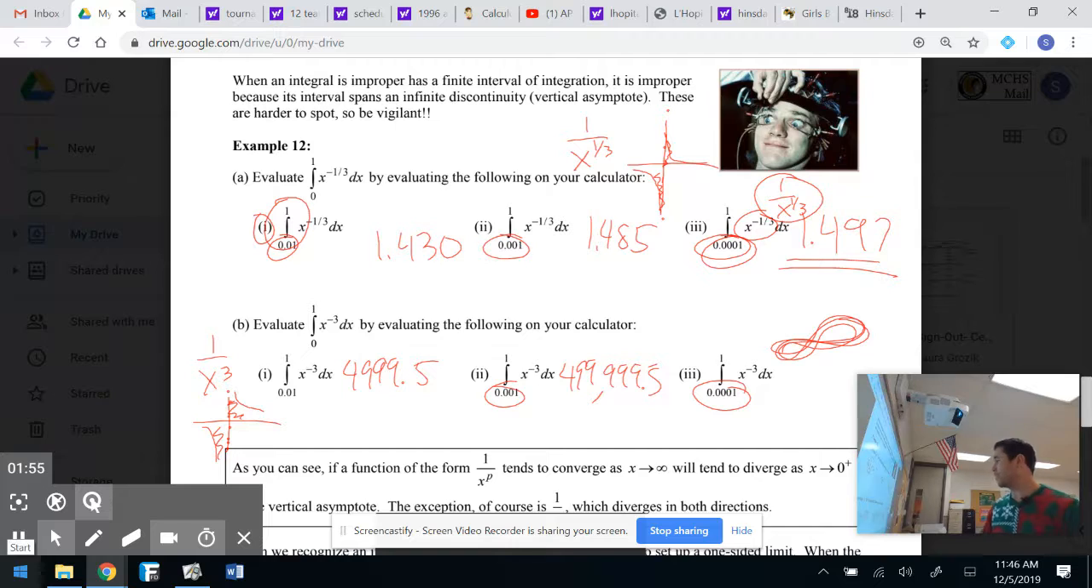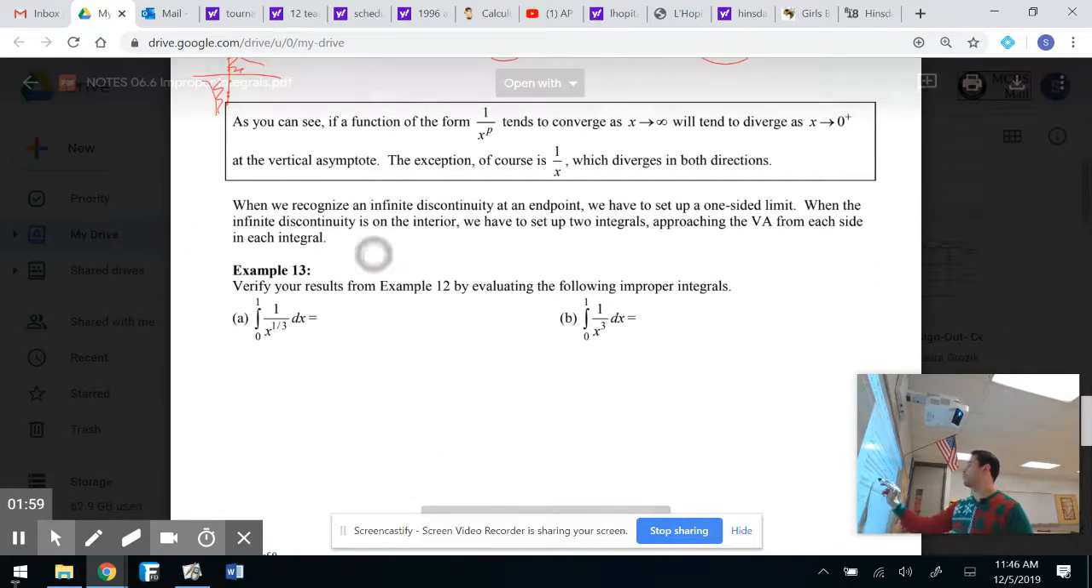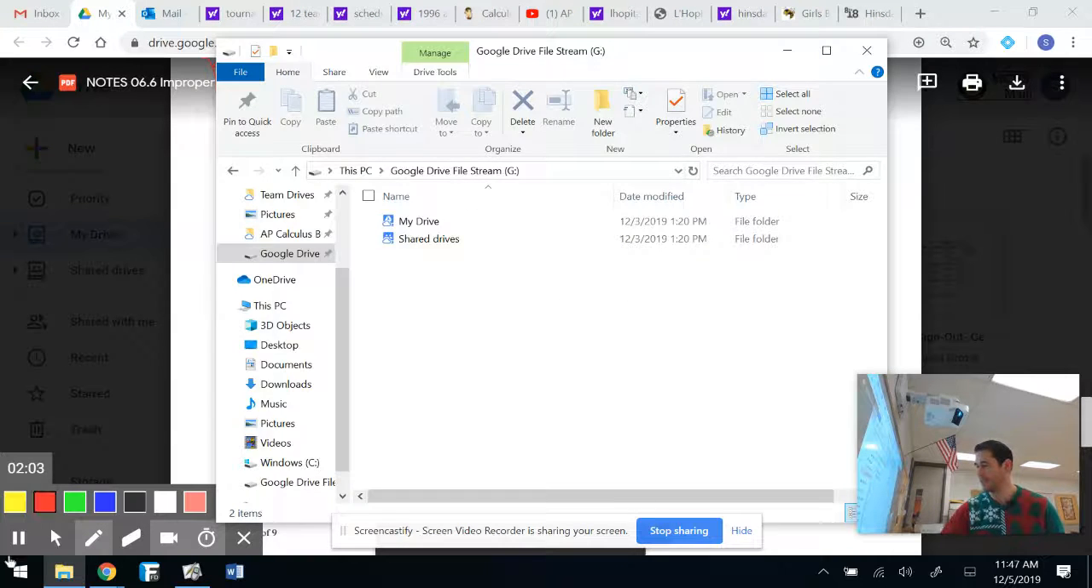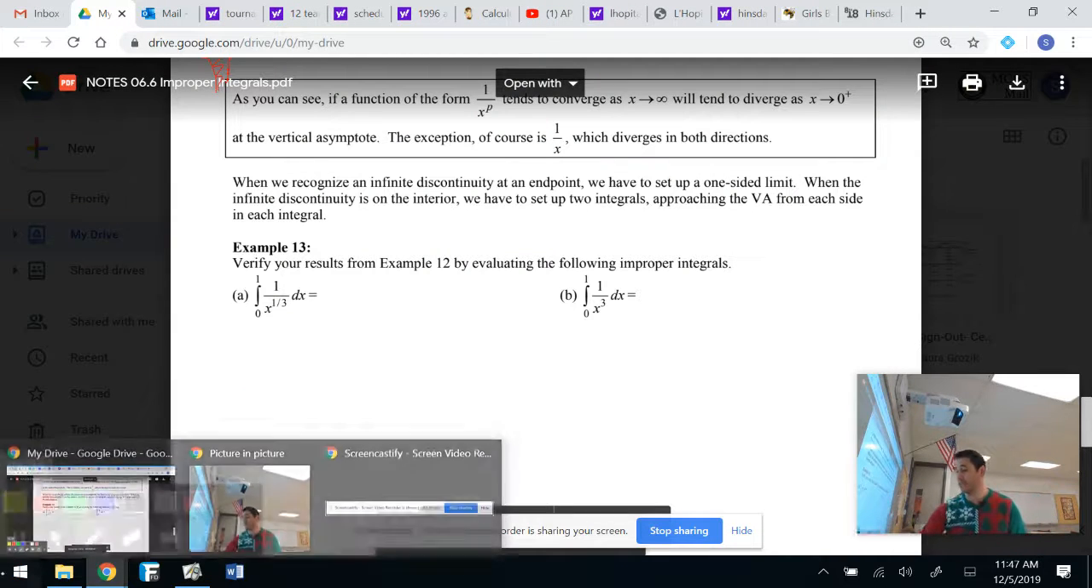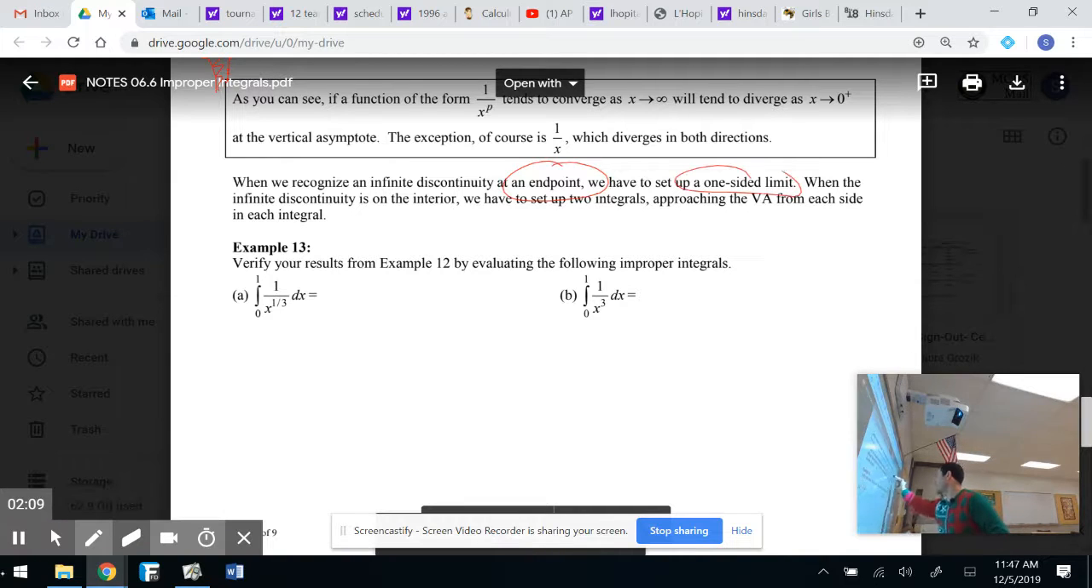And that's the whole point of the second part of improper integrals. Okay, when we recognize an infinite discontinuity at an endpoint, and actually it doesn't even have to necessarily be an endpoint, and we'll find that out in a little bit, we have to set up a one-sided limit. When the infinite discontinuity is on the interior, we have to set up two integrals, just what I was kind of talking about. We approach the vertical asymptote from each side. So what the heck does that mean?